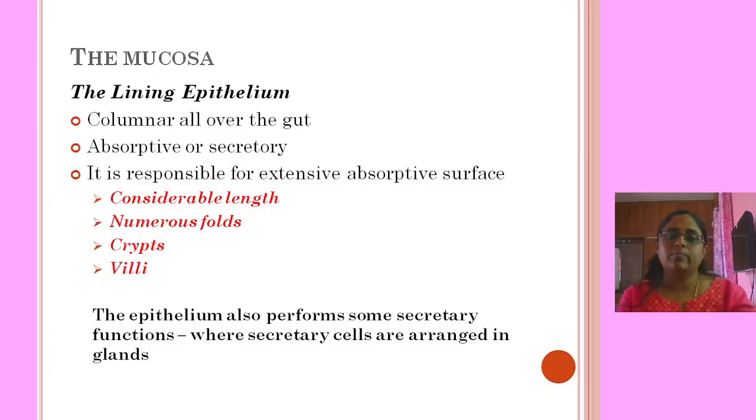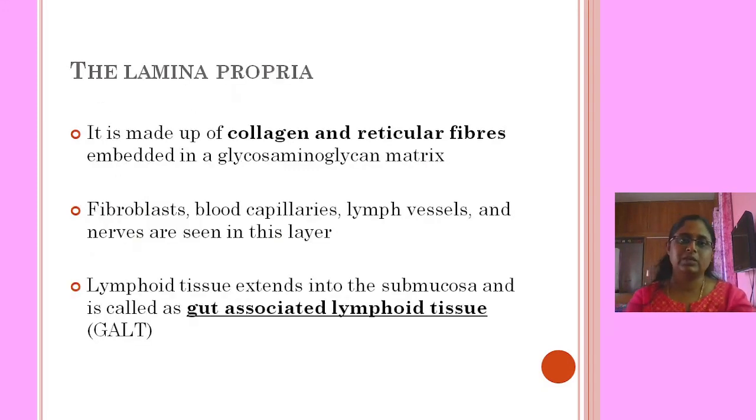Mainly the columnar cells of the lining epithelium are responsible for an extensive absorptive surface. How is the absorptive surface being extended? By its considerable length, numerous folds, the formation of the crypts, and the formation of the villi. The epithelium also performs some secretory functions, where secretory cells are arranged in glands.